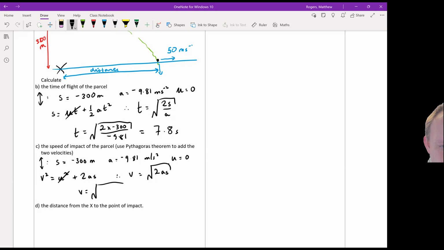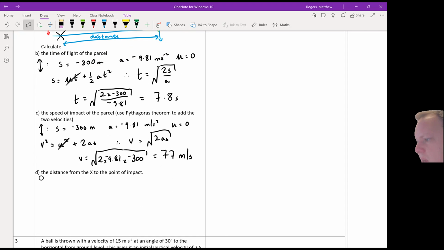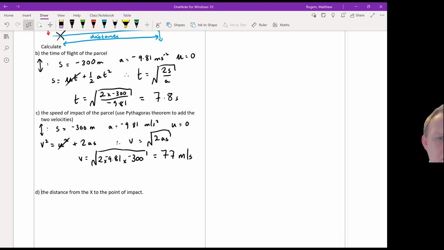v then is the square root of 2 times 9.81, which is negative, and times 300, which is negative. Gives a value of 77 meters per second. It's not quite the end of the question, because we then need to find the total speed. Let's have some more room. The total speed when we put these 2 vectors together.